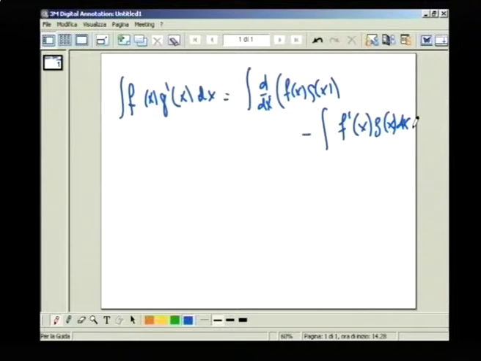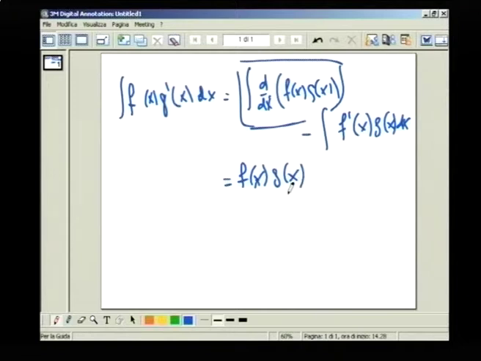Now, this is the law that you shall be using, in fact. So this part here becomes equal to this one here. The integral of a derivative, and we saw this before, is equal to f of x times g of x. So you have here minus the integral of f dash of x times g of x dx. And that's the law we shall be using. So the integral of the product of a function times the derivative of another function is equal to the product of the two minus the integral of the first function differentiated times the other function.